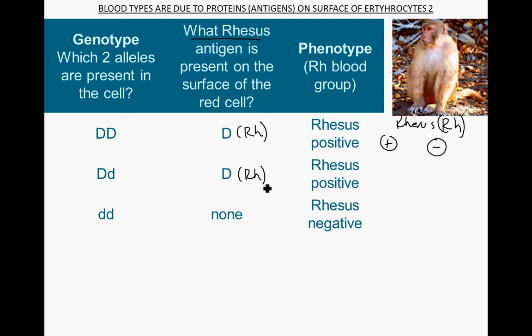So if you were, for example, B positive, that means that your red blood cells would have B antigens on them as well as the RH antigens.